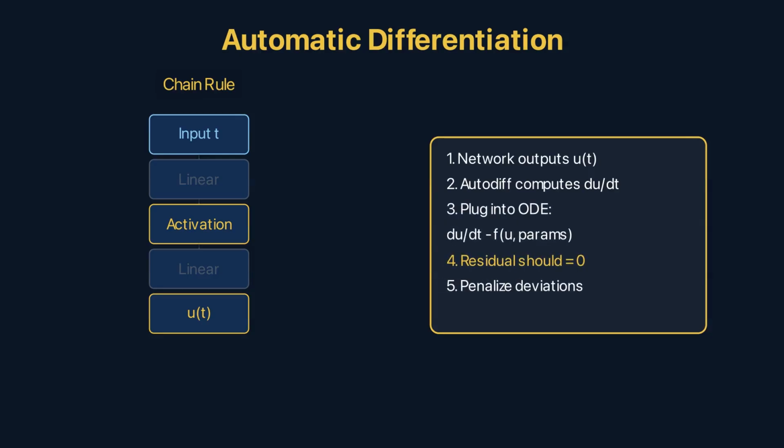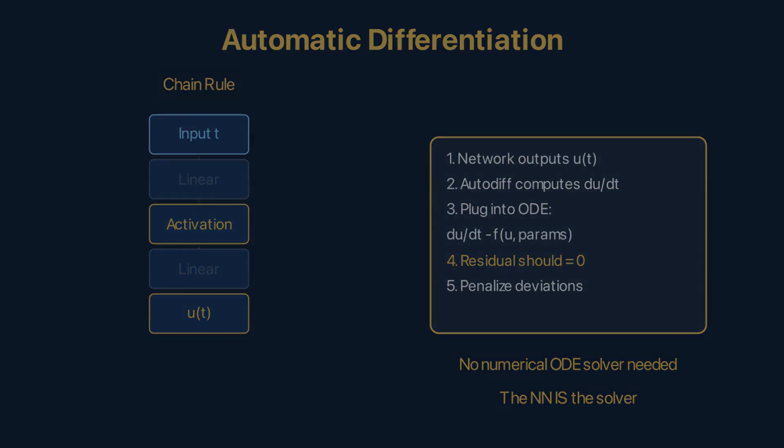Plug the exact derivative into the ODE: u-dot minus f of u and parameters should equal 0. The physics residual is computed analytically, not numerically. No Euler method, no Runge-Kutta. The neural network is the ODE solver.